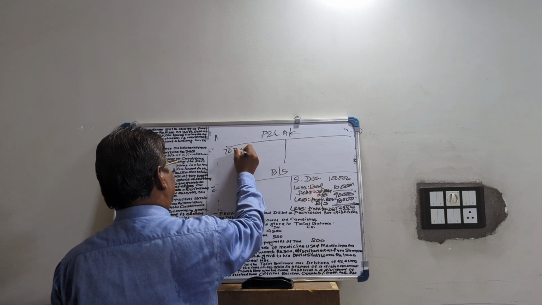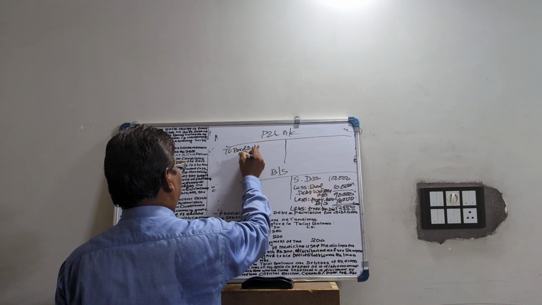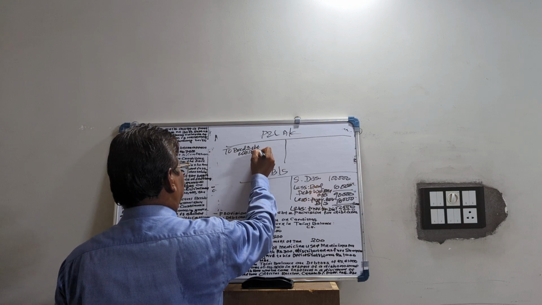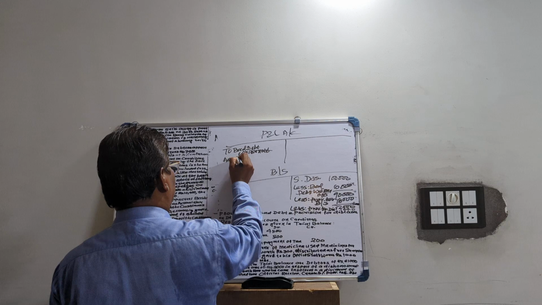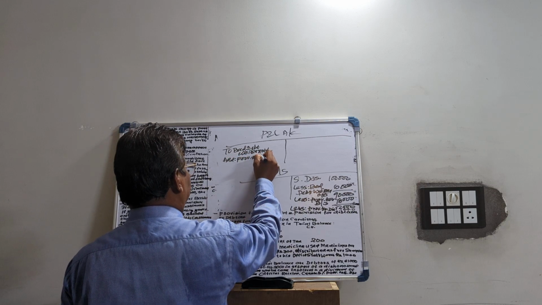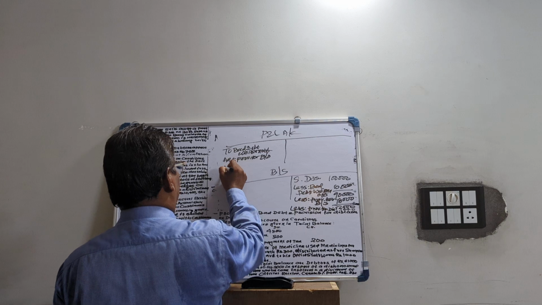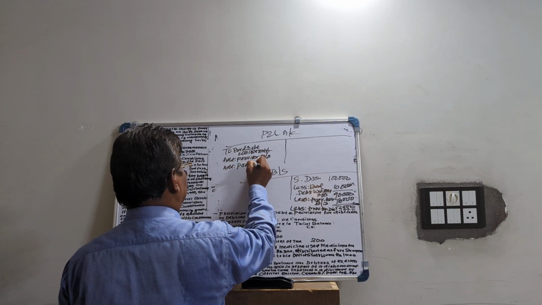To bad debt written off, add provision for bad debt, plus add provision for discount on debtors.